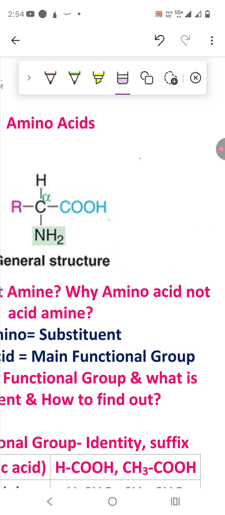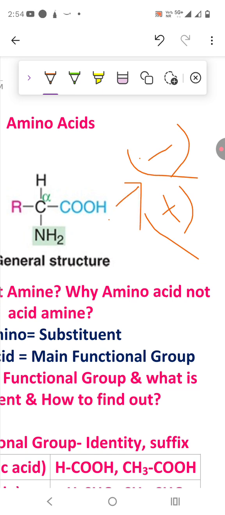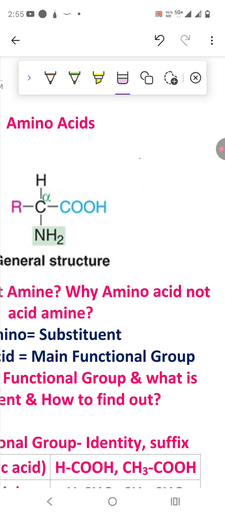So since the water is polar in nature, since the water has partial negative and partial positive charge, this will pull this hydrogen towards itself and donate an H plus to this amine. That's why this amino acid exists as an ion in a biological system. That's it. Clear, everyone?